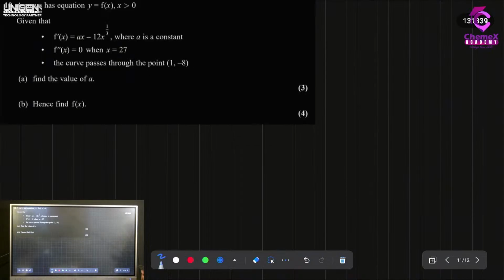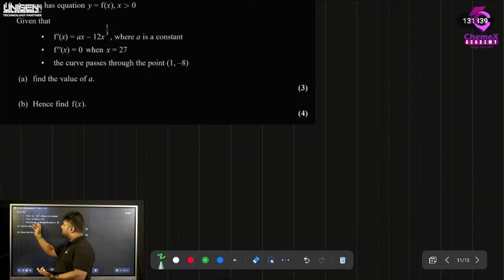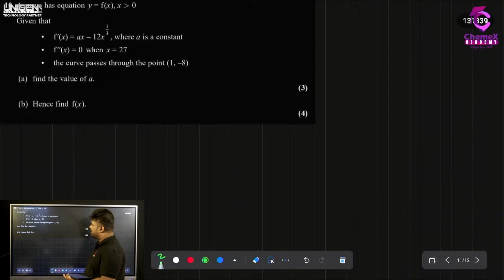Okay, the last question of the paper. This is of course easy, no? And 7 marks, not that much off. How do you do it? F dash x is given and a is a constant. F double dash is given and its x is 27. The curve passes through 1 and minus 8. Find a. If f double dash is given, what do you do?